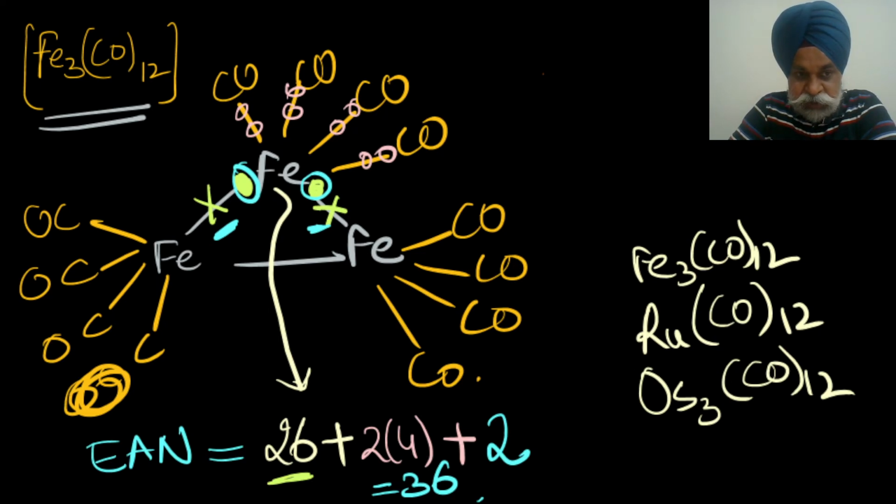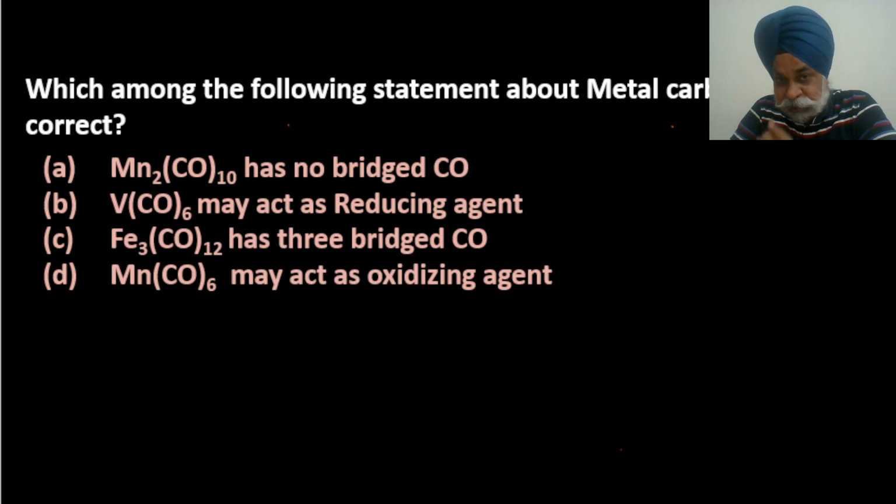So now let us do some questions based on it. Now let us do it speedily. Which of the following statements in regard to the metal carbonyl is correct? If you know the structure, then it is very easy to remember. We just have done that Mn2CO10 did not have any bridged CO. So they said it has no bridged CO. So this in a way is a correct statement.